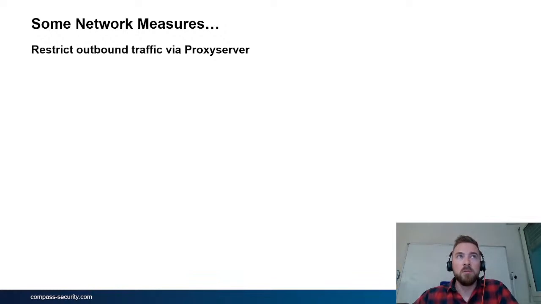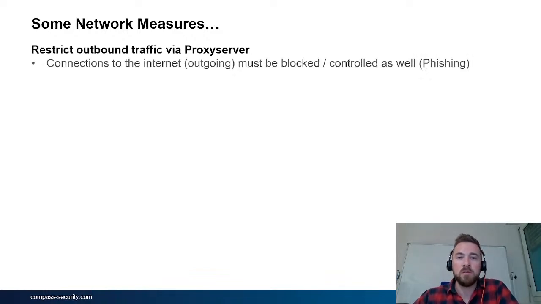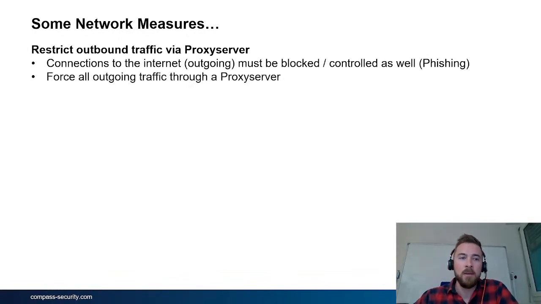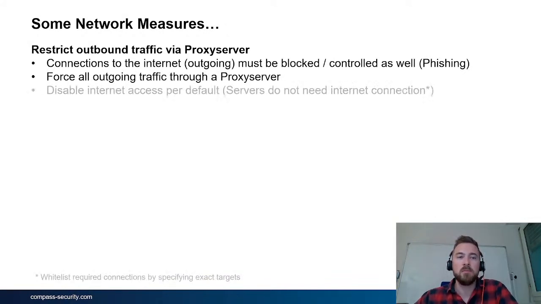And when it comes to restricting traffic, you should make sure that you also have a proxy server which restricts outbound traffic. So all the connections going outside of your environment should be blocked and controlled as well. For example, phishing attacks usually work like that: the end user within your network triggers the connection to the outside. So you want to make sure this is controlled. And you should force all outgoing connections through this proxy server.